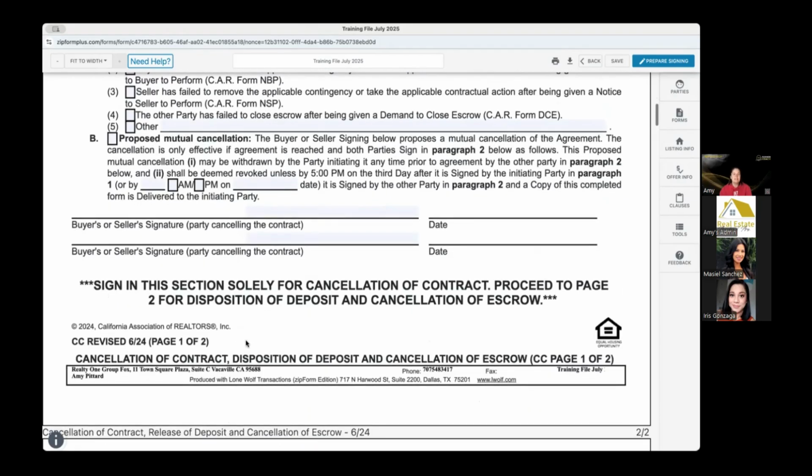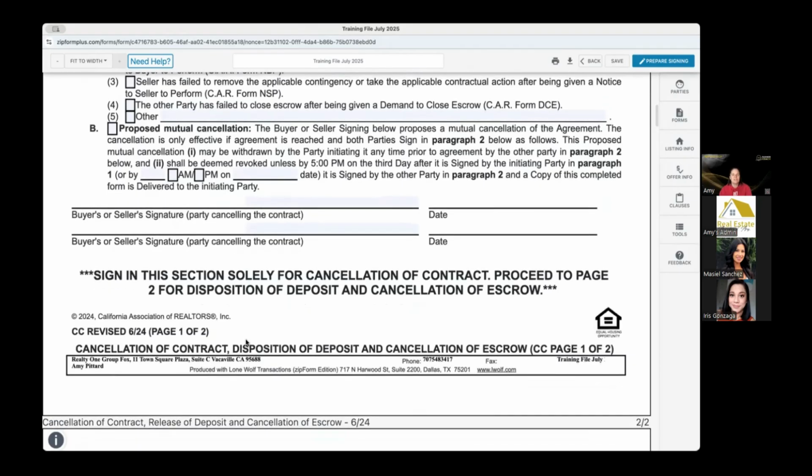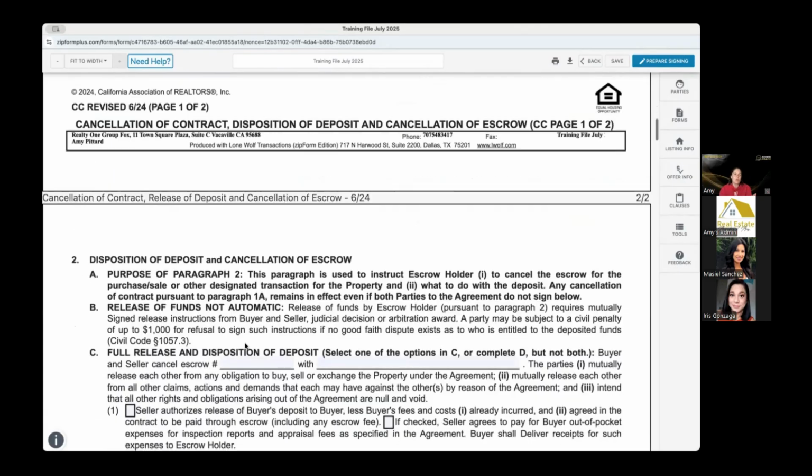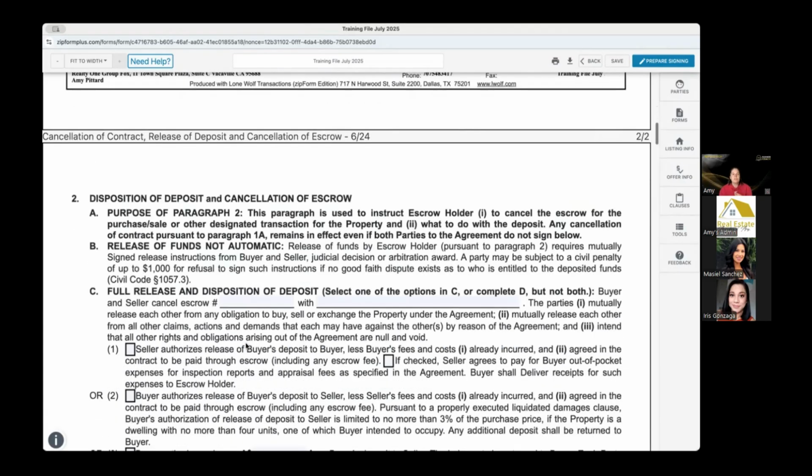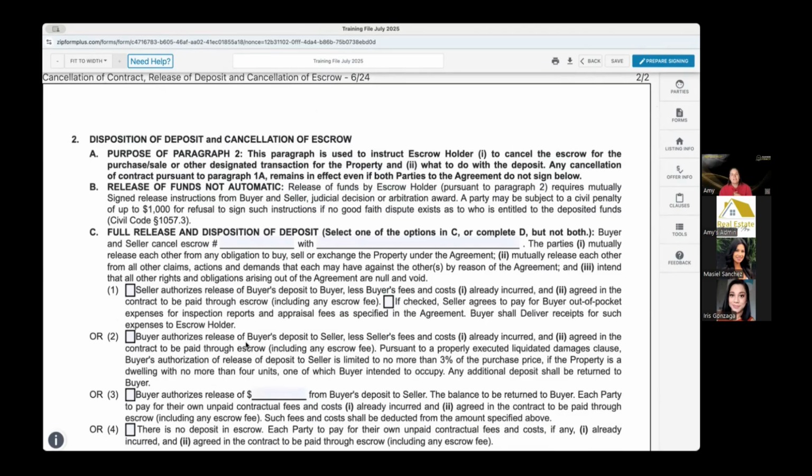Sign in this section solely for cancellation of contract. Proceed to page 2 for disposition of deposit and cancellation of escrow, right? Escrow can't cancel until we know what we're doing with the deposit. So section 2 is the disposition of deposit and cancellation of escrow. Purpose of paragraph 2: this paragraph is used to instruct the escrow holder to cancel the escrow for the purchase, sale, or other designated transaction for the property and what to do with the deposit.